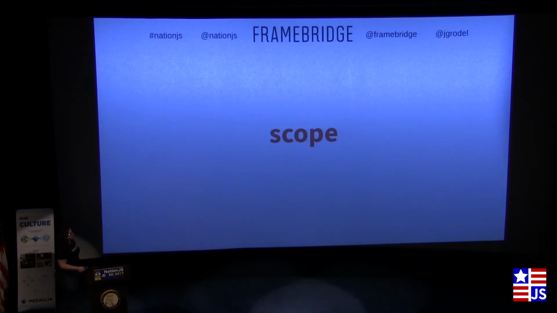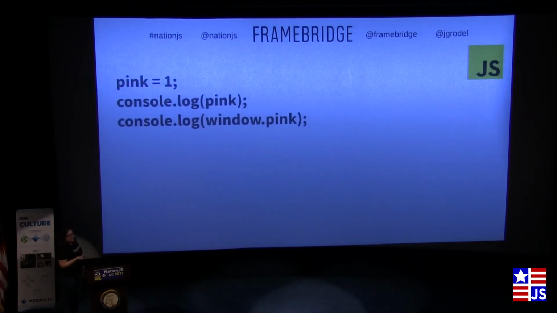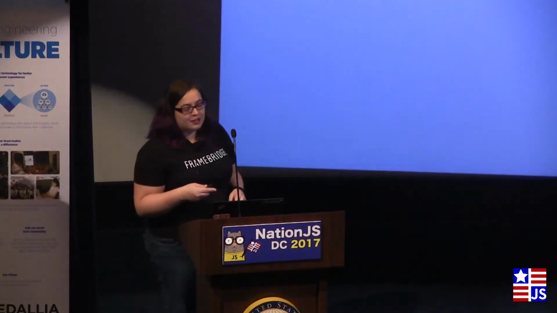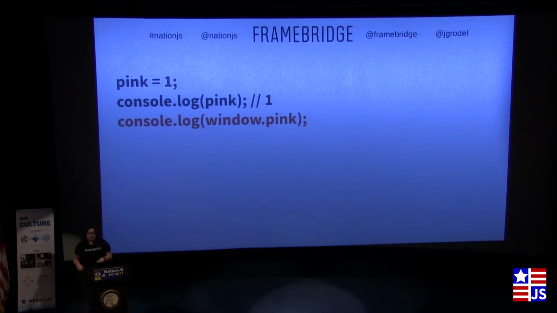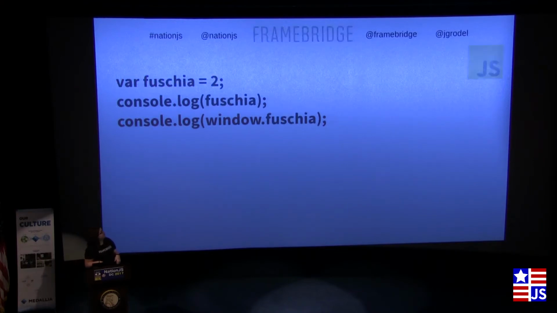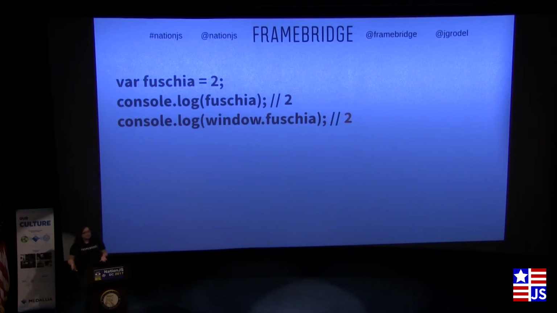So here's a little bit of silly code for scope. I'm just going to set up a variable called pink, the value 1. And then I can take a look at the value in pink and get 1. And I've got window.pink, and that's 1. So here, the difference is I'm now saying var fuchsia, and I can take a look at fuchsia, and I get that value 2. And I've still got window.fuchsia with the value of 2. So no differences so far, right? This is in part because we're dealing with one scope.